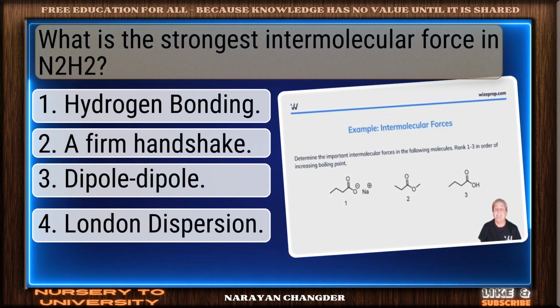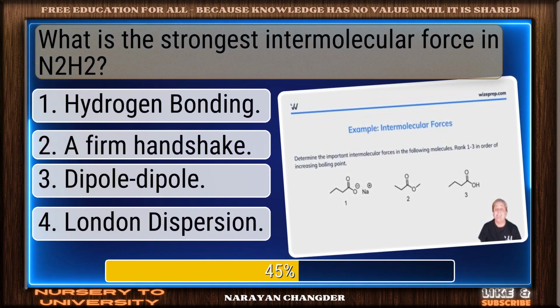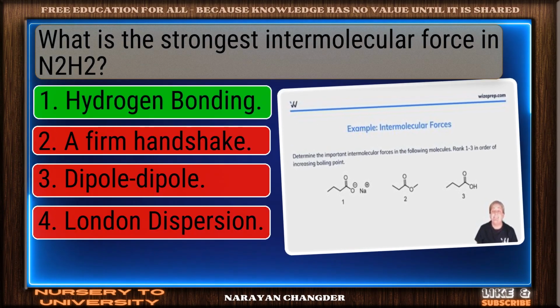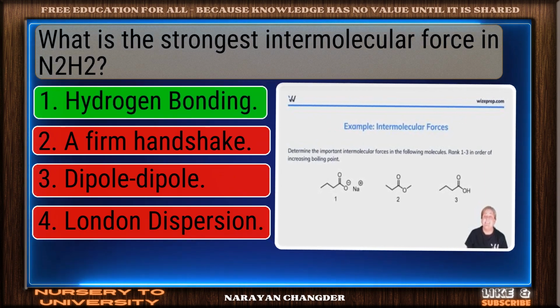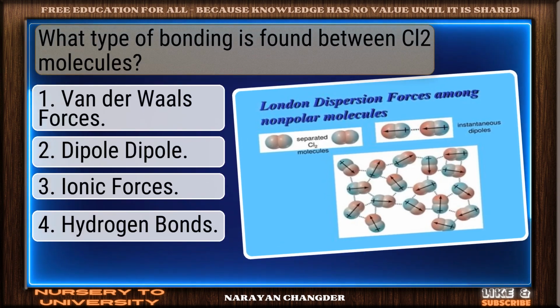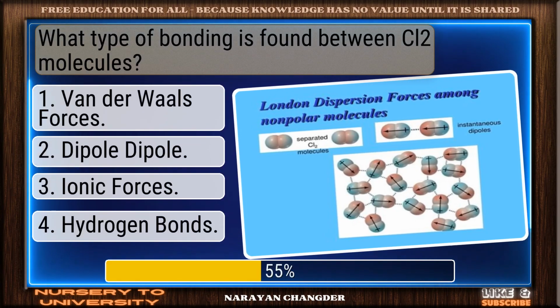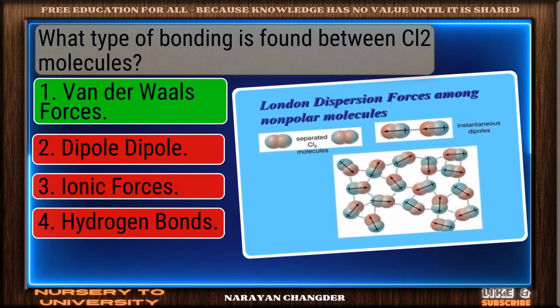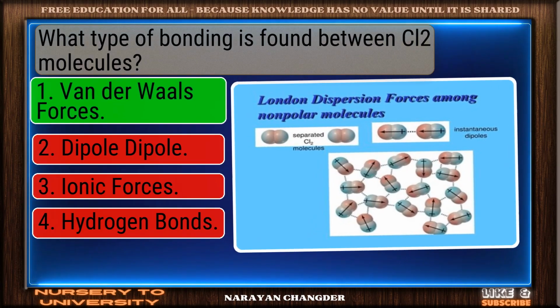What is the strongest intermolecular force in N2H2? Clear logic. Your choice hydrogen bonding is sound and 100% true. What type of bonding is found between Cl2 molecules? Excellent choice. Van der Waals forces is the right answer.